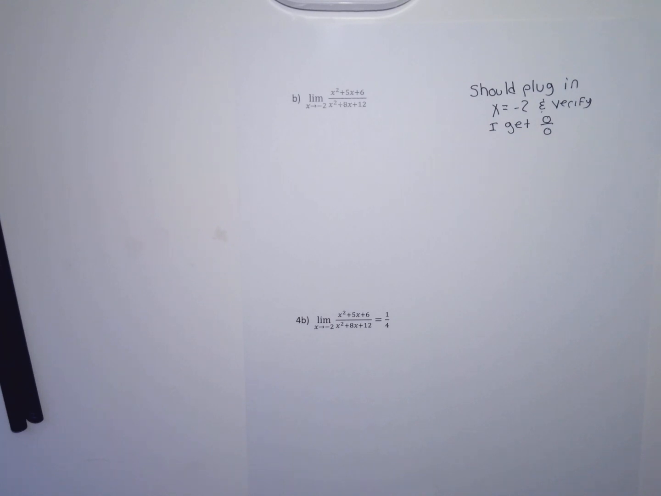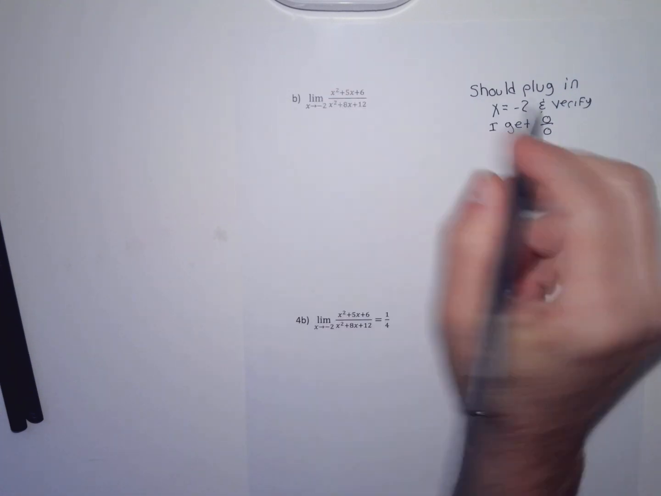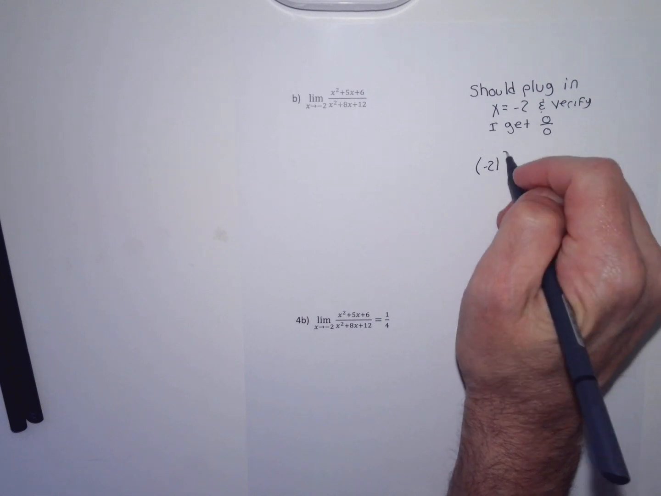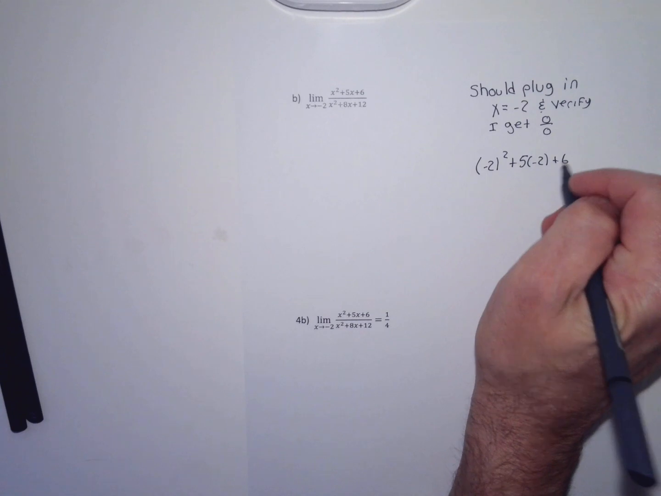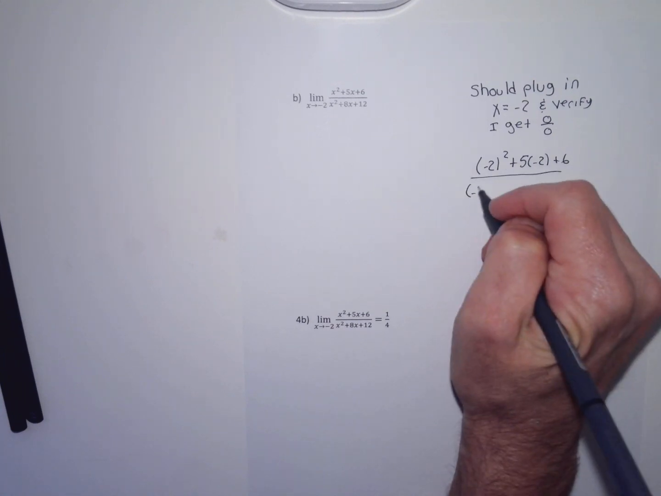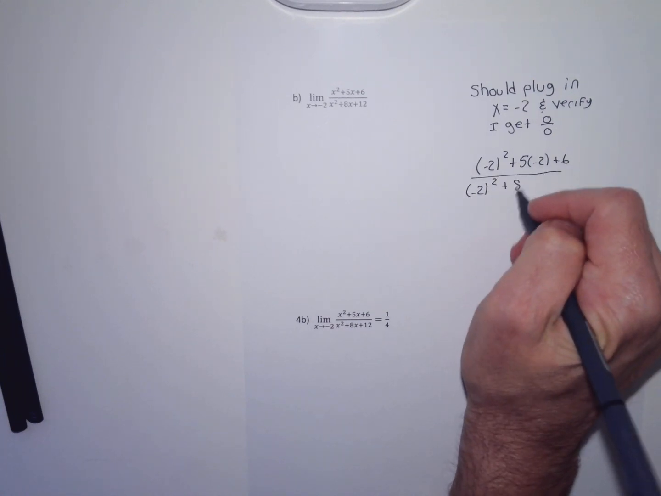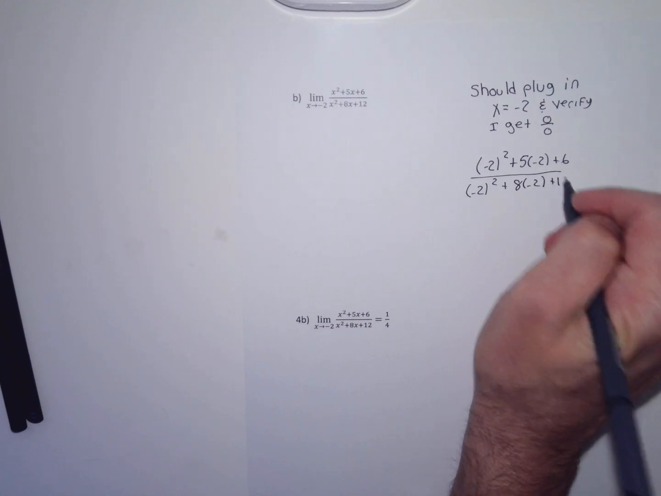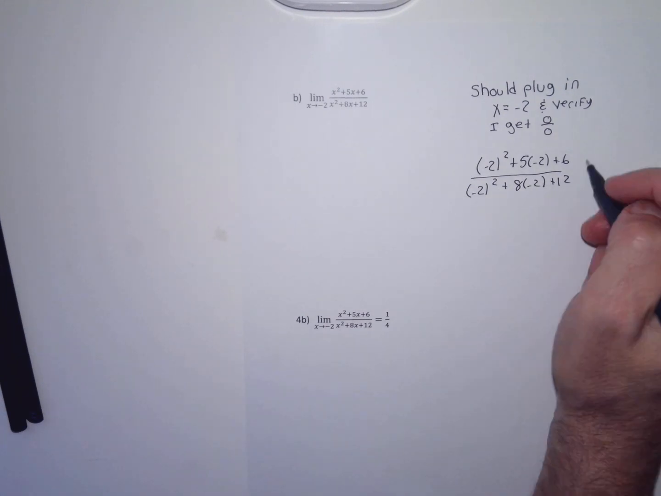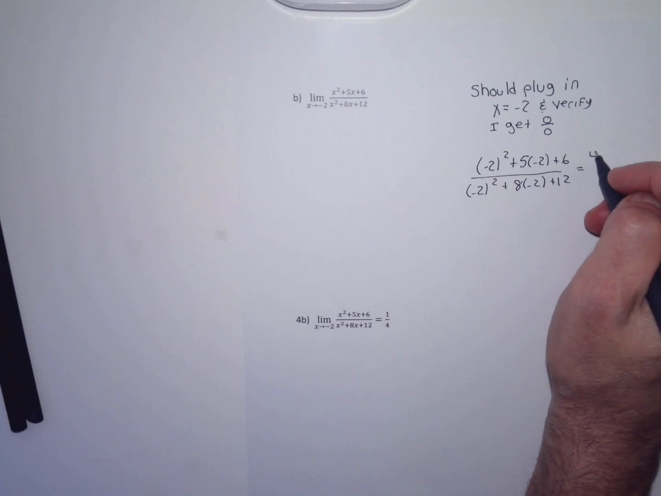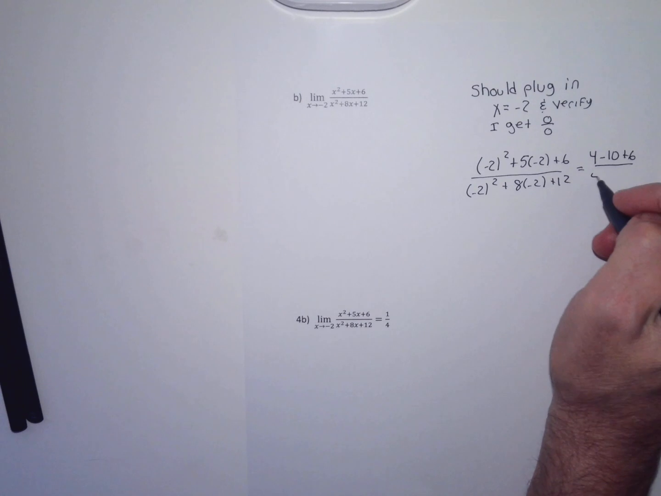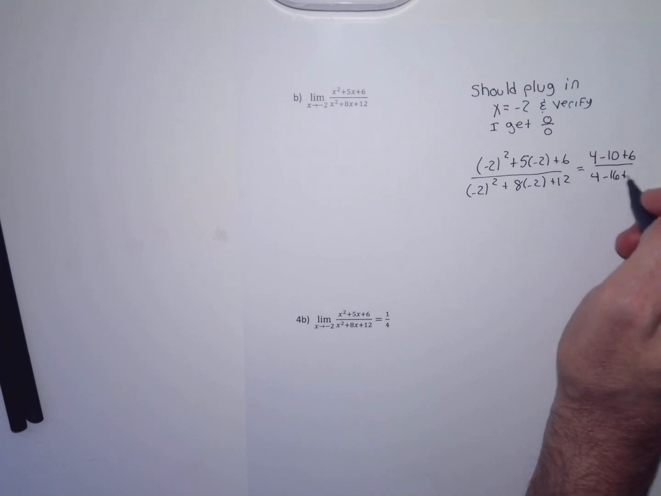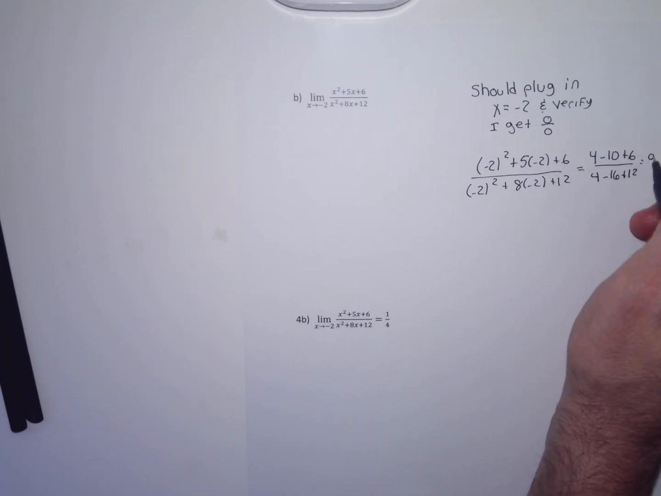And in this case, the algebra is factoring and canceling. I'm going to pretend that I plugged in negative 2 and got 0 over 0. Well, heck, let me just plug it in. If I plug in negative 2, I get negative 2 squared plus 5 times negative 2 plus 6 over negative 2 squared plus 8 times negative 2 plus 12. This is what I should do, but if I don't do it, it's not the end of the world. The numerator is going to be 4 minus 10 plus 6. The denominator is going to be 4 minus 16 plus 12. And if I do that, I get 0 over 0.